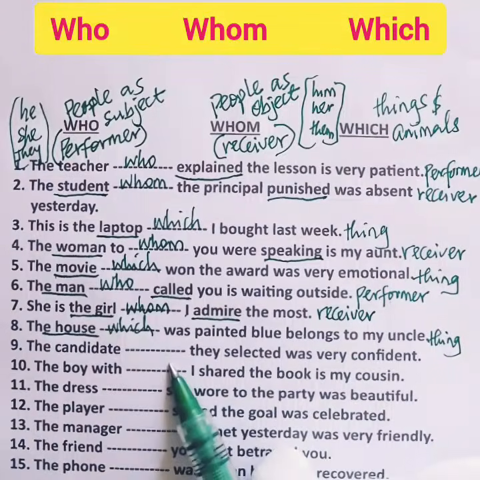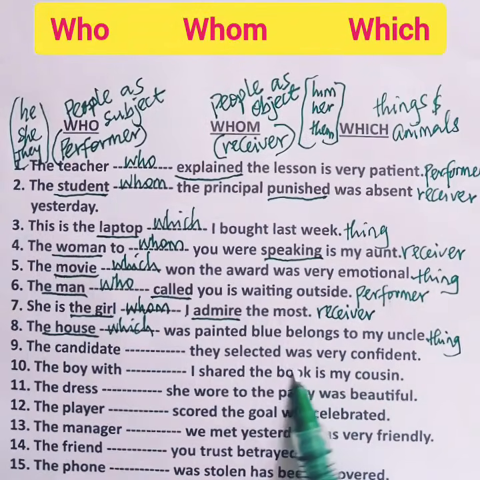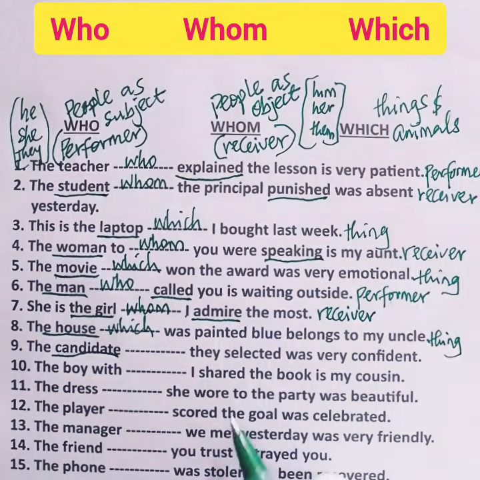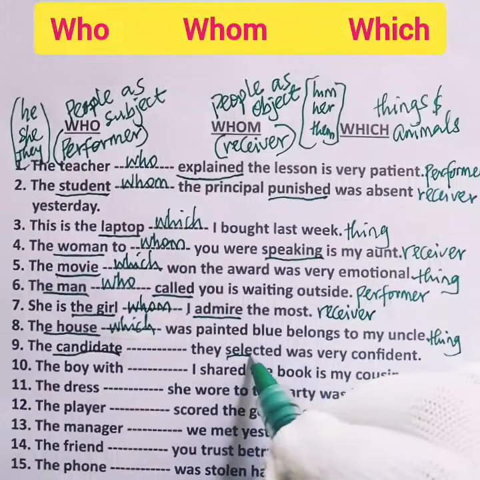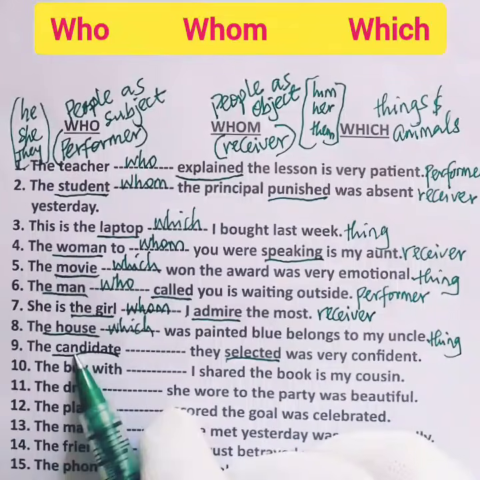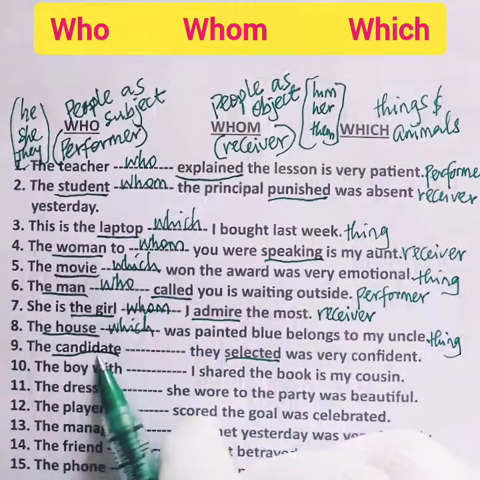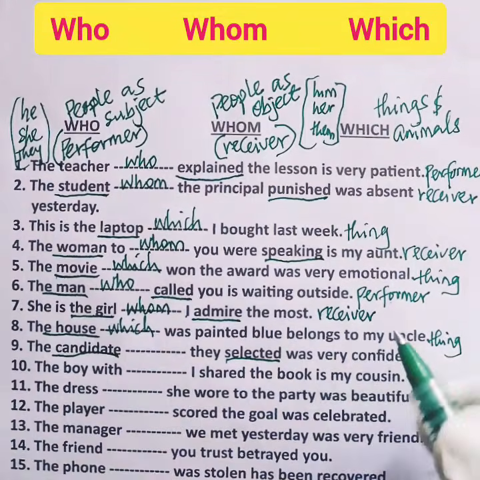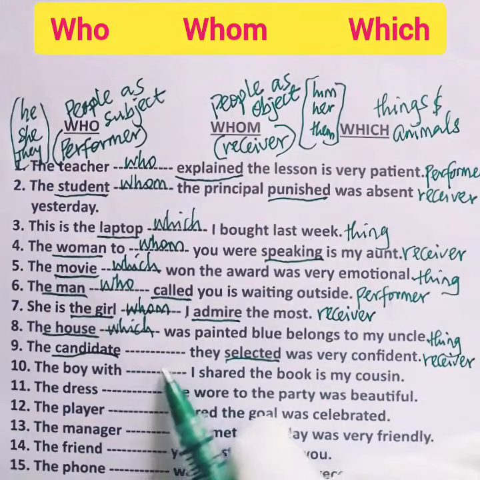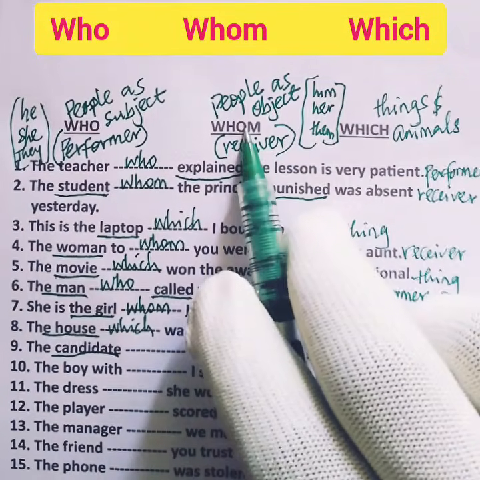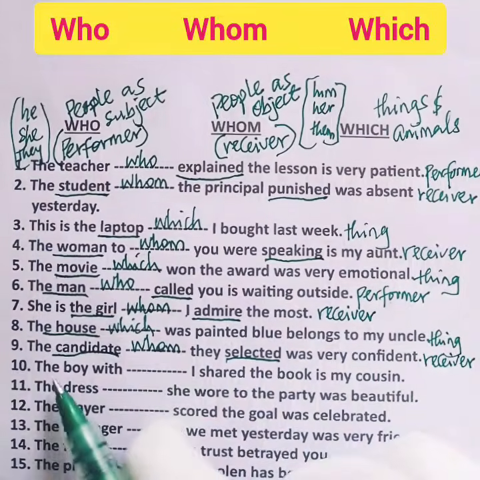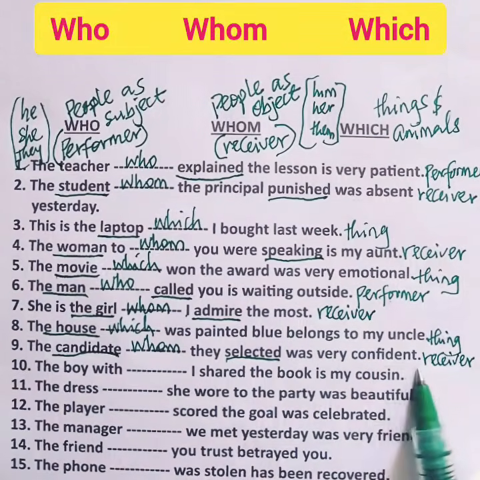9. The candidates blank they selected was very confident. The key word here is candidate. It is human, right? Now, what is the action in the sentence? Selected. Who did the selection? They. And who was selected? Candidate. So candidate is not performing action, rather it is receiving. So candidate is receiver of action. That means it is the object in the sentence. So the correct word to use is whom for object or receiver. Whom. The candidate whom they selected was very confident.